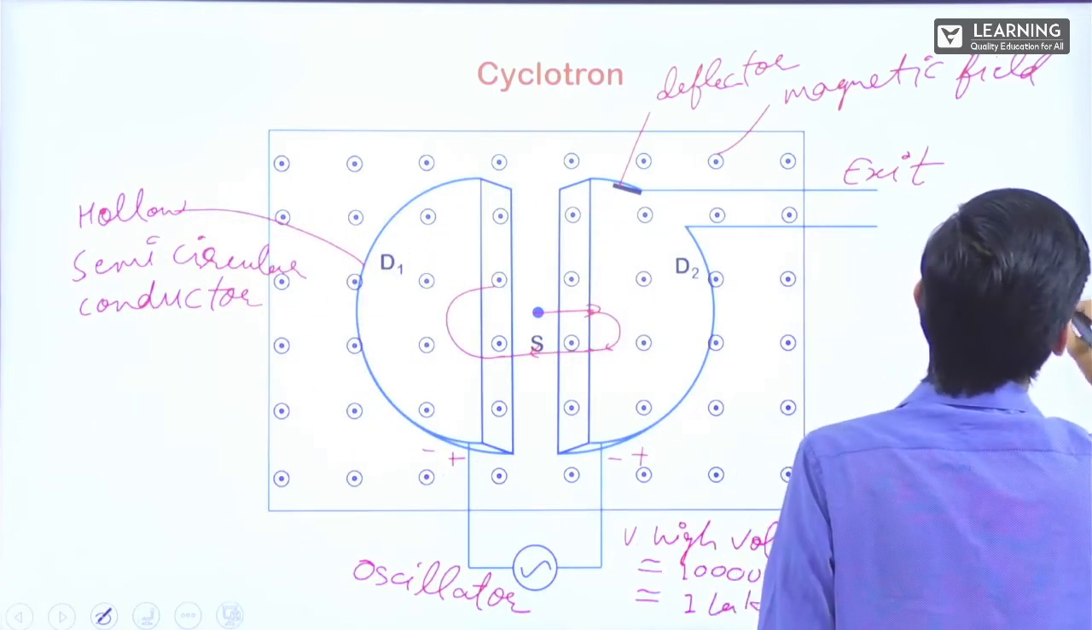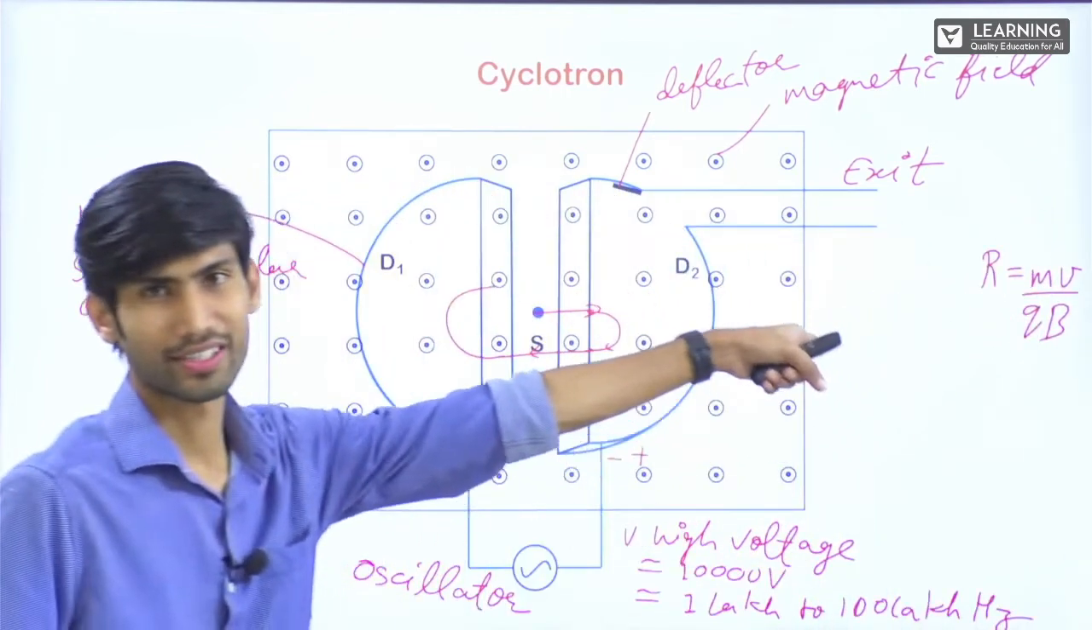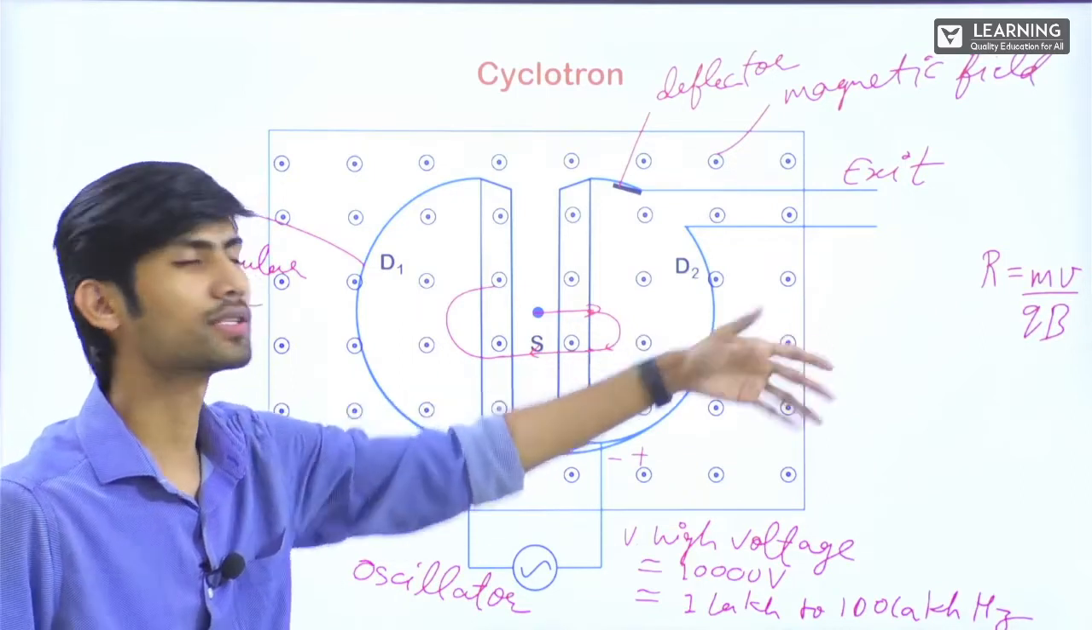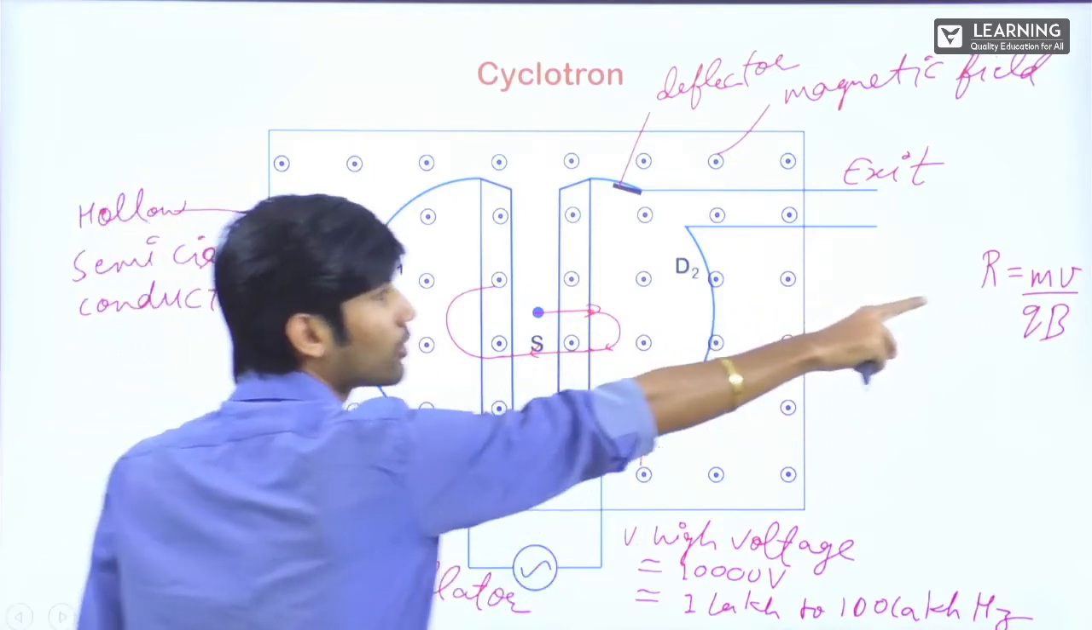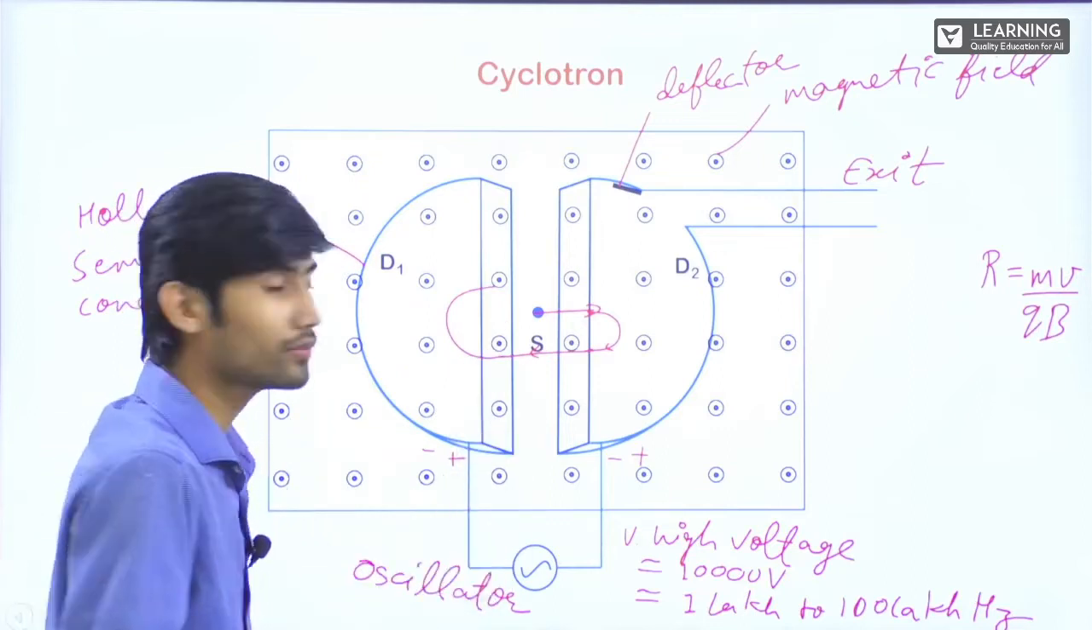R is equal to mv upon qB. Yes or no? In the last section, we saw that R is equal to mv upon qB. So if velocity is more, radius will be more. This circle will be of more radius.